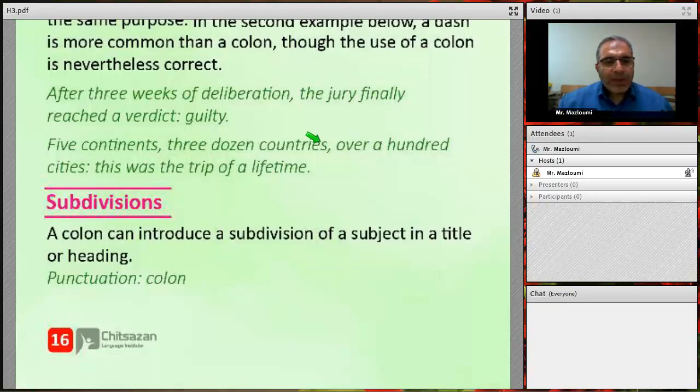So, 5 continents, comma, 3 dozen countries, comma, over 100 cities, colon. Everyone, we want to emphasize this phrase, this was the trip of a lifetime. Because we want to emphasize it, we need to use a colon before it. Okay, so cities, colon, this was the trip of a lifetime. Instead of a colon, guys, here, we can use a dash too. Okay, we can use a dash.